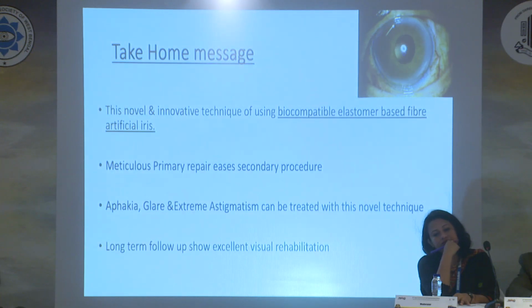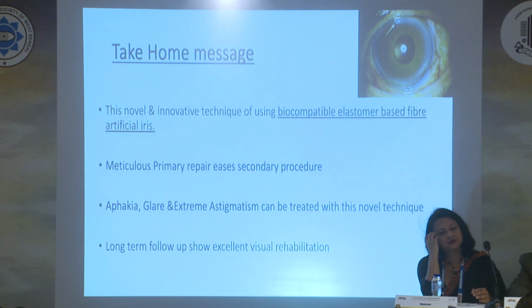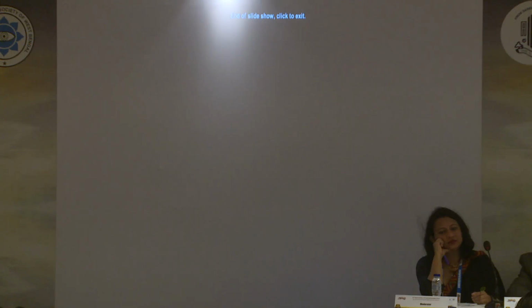So the take-home message is this is a novel and innovative technique for using a biocompatible elastomer-based fiber artificial iris. Meticulous primary repair eases the secondary procedure. Aphakia, glare, and extreme astigmatism can be taken care of by this novel technique. Long-term follow-up shows excellent visual rehabilitation. Thank you.